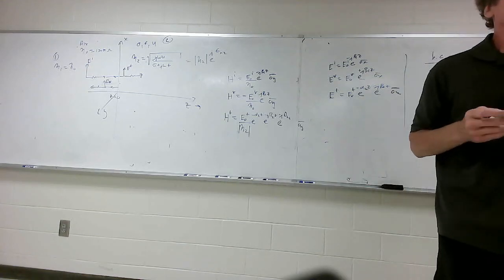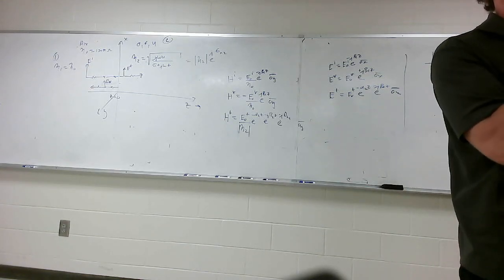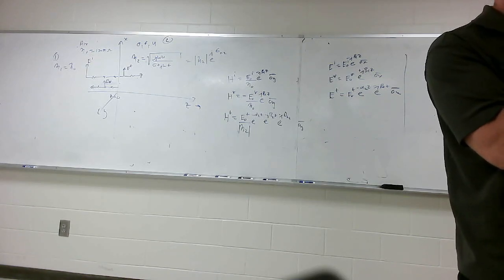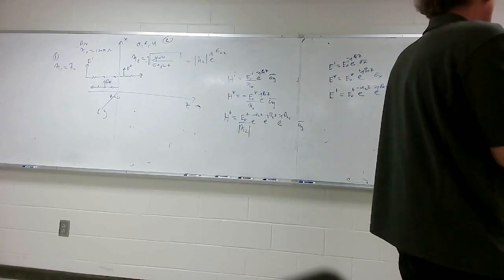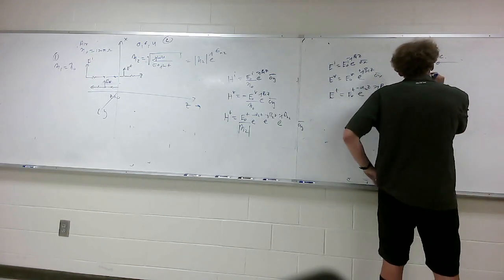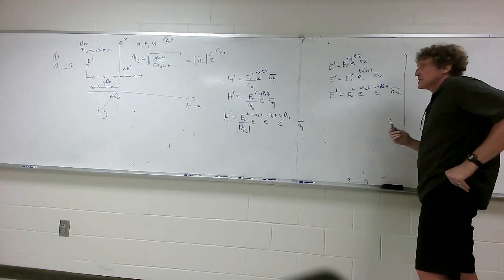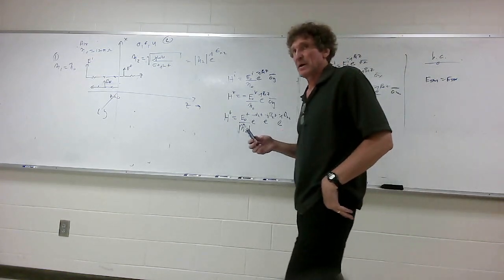Remember from EMAG 1, tangent electric field, E tan 1 is E tan 2. And if there is no surface current, H tan 1 is H tan 2. Do you all remember that, class? So based on that, I can say E tan 1 equals E tan 2. These are tangent electric fields, and I'm going to make a point.